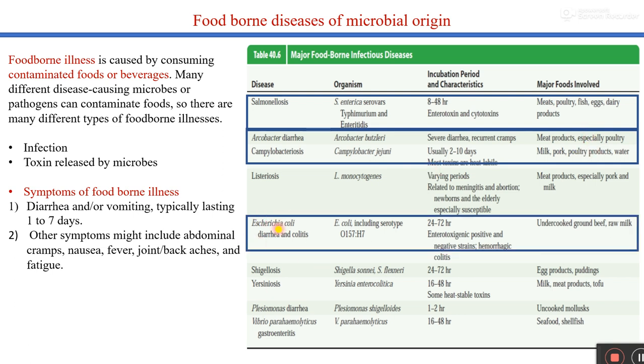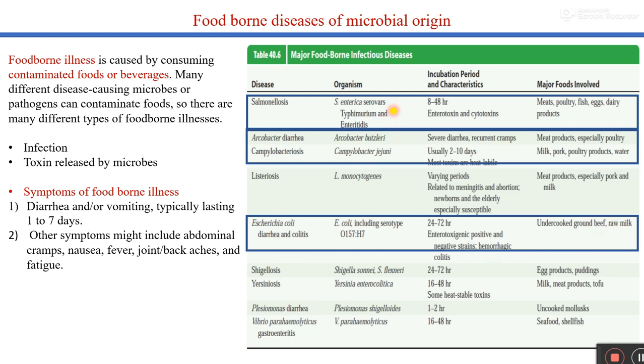Another important major foodborne disease you will have to keep in mind for your examination point of view is Escherichia coli, which causes diarrhea and colitis, and the organism which is responsible for causing this disease is E. coli, including serotype O157:H7, and these bacteria generally grow in undercooked ground beef and raw milk.